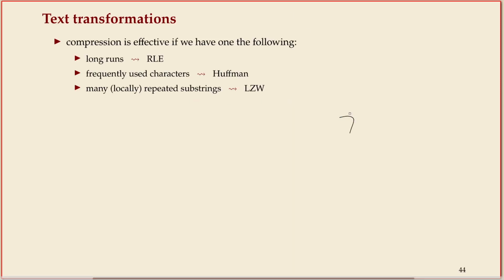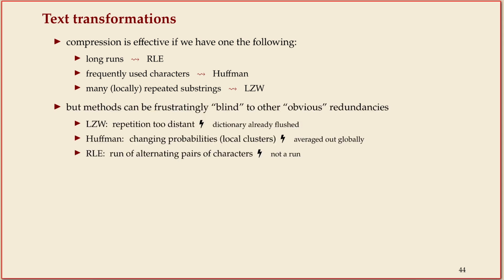To motivate where this comes from, if we recap what we've seen so far, we've seen run length encoding, which can pick up runs, long repeated occurrences of the same character. We had Huffman to pick up non-uniform frequencies, and Lempel-Ziv-Welch for somewhat locally repeated substrings. But all of them can be frustratingly blind to some obvious redundancies.